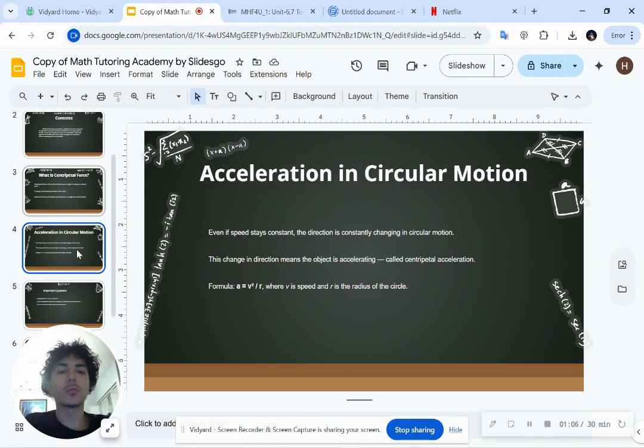Acceleration in circular motion. Even if speed stays consistent, the direction is constantly changing in a circular motion. This change in direction means the object is accelerating, called centripetal acceleration. The formula we will be using for centripetal acceleration is a equals v^2/r, where v is speed and r is the radius of the circle.